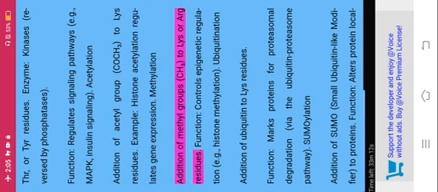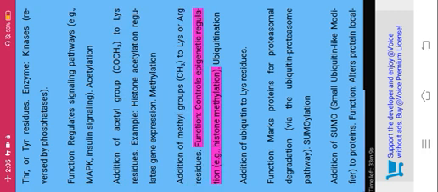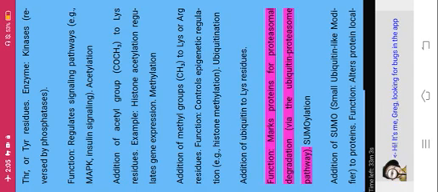Methylation. Addition of methyl groups (CH3) to Lys or Arg residues. Function: controls epigenetic regulation, e.g., histone methylation. Ubiquitination. Addition of ubiquitin to Lys residues. Function: marks proteins for proteasomal degradation via the ubiquitin-proteasome pathway.